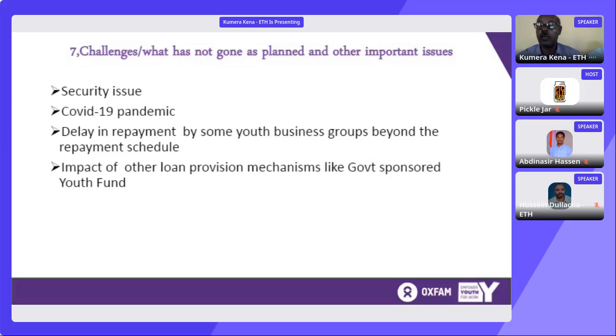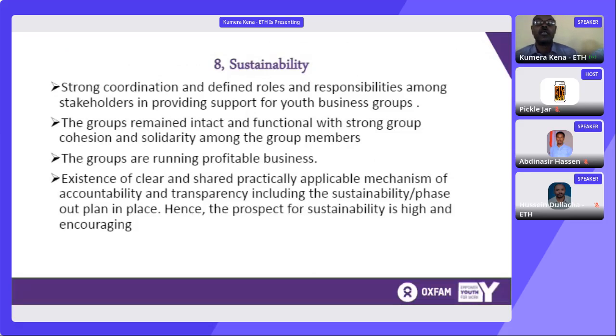The last one is, I will try to explain some points on the sustainability of the scheme. There is a strong coordination in the defined roles and responsibilities among stakeholders in providing support for youth business groups. Therefore, the prospect for sustainability is encouraging. The groups have also remained intact, as I mentioned earlier. They are functional, they are strong. Therefore, such strong business groups will continue to operate. That is our big expectation.